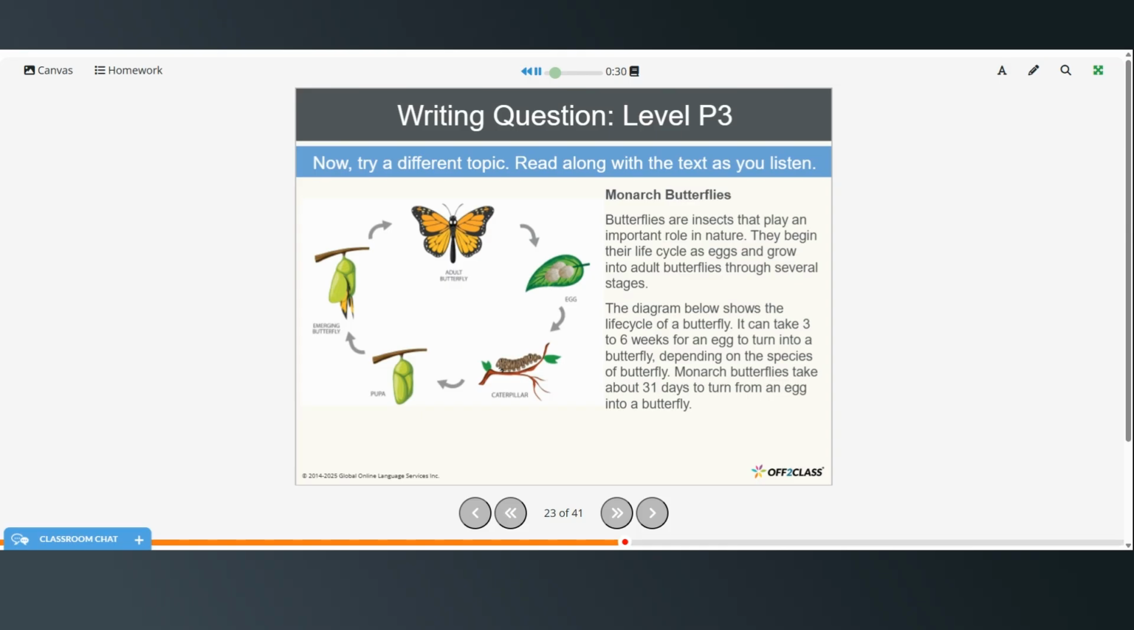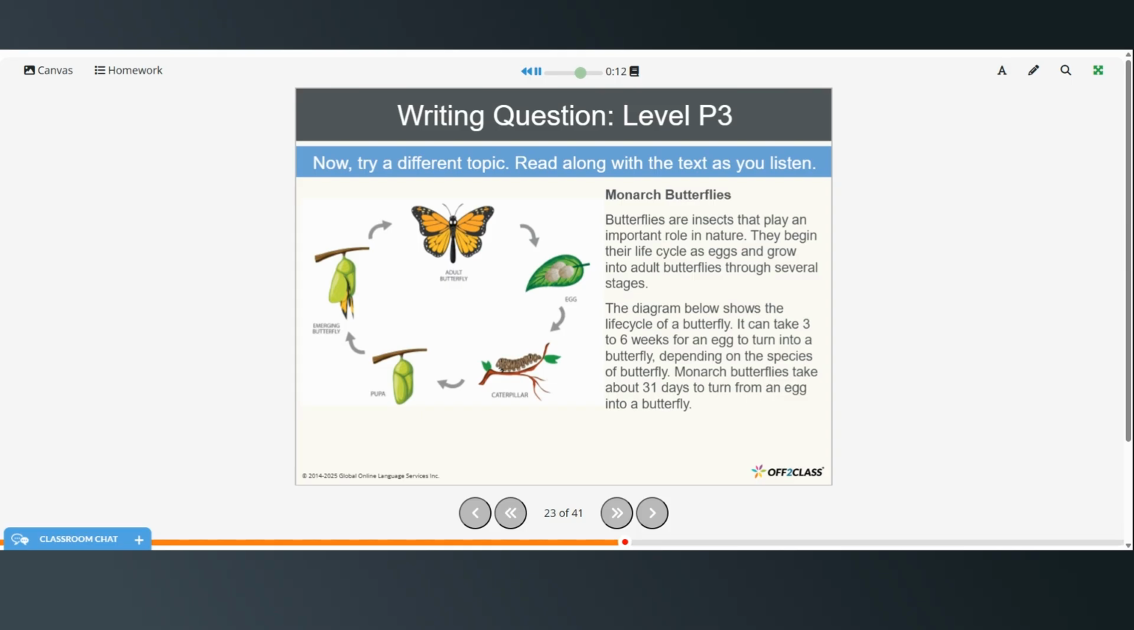Monarch butterflies. Butterflies are insects that play an important role in nature. They begin their life cycle as eggs and grow into adult butterflies through several stages. The diagram below shows the life cycle of a butterfly.